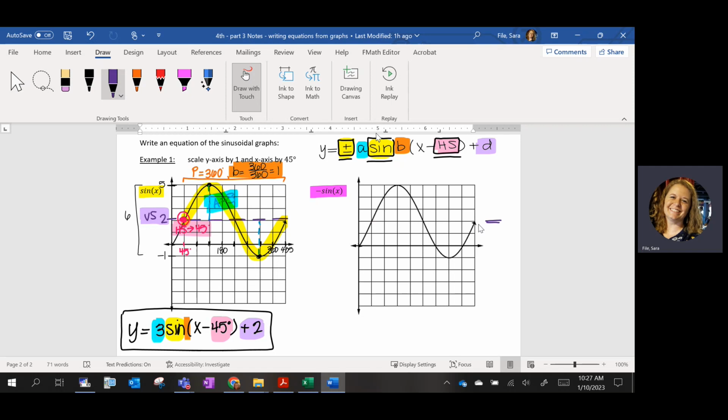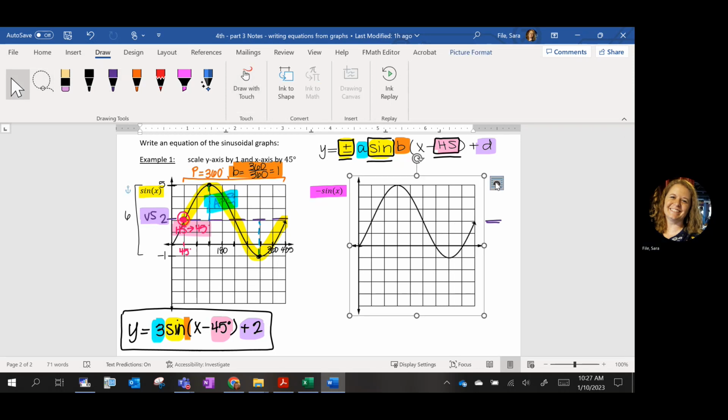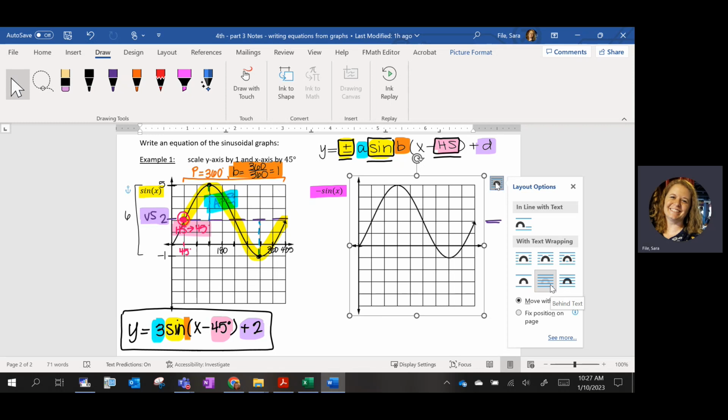I really don't know why this is not working. I was having this issue last class. When I try to write on the graph over here, it moves everything off to the side. It's really weird. Let me see if I can. It is in the back.